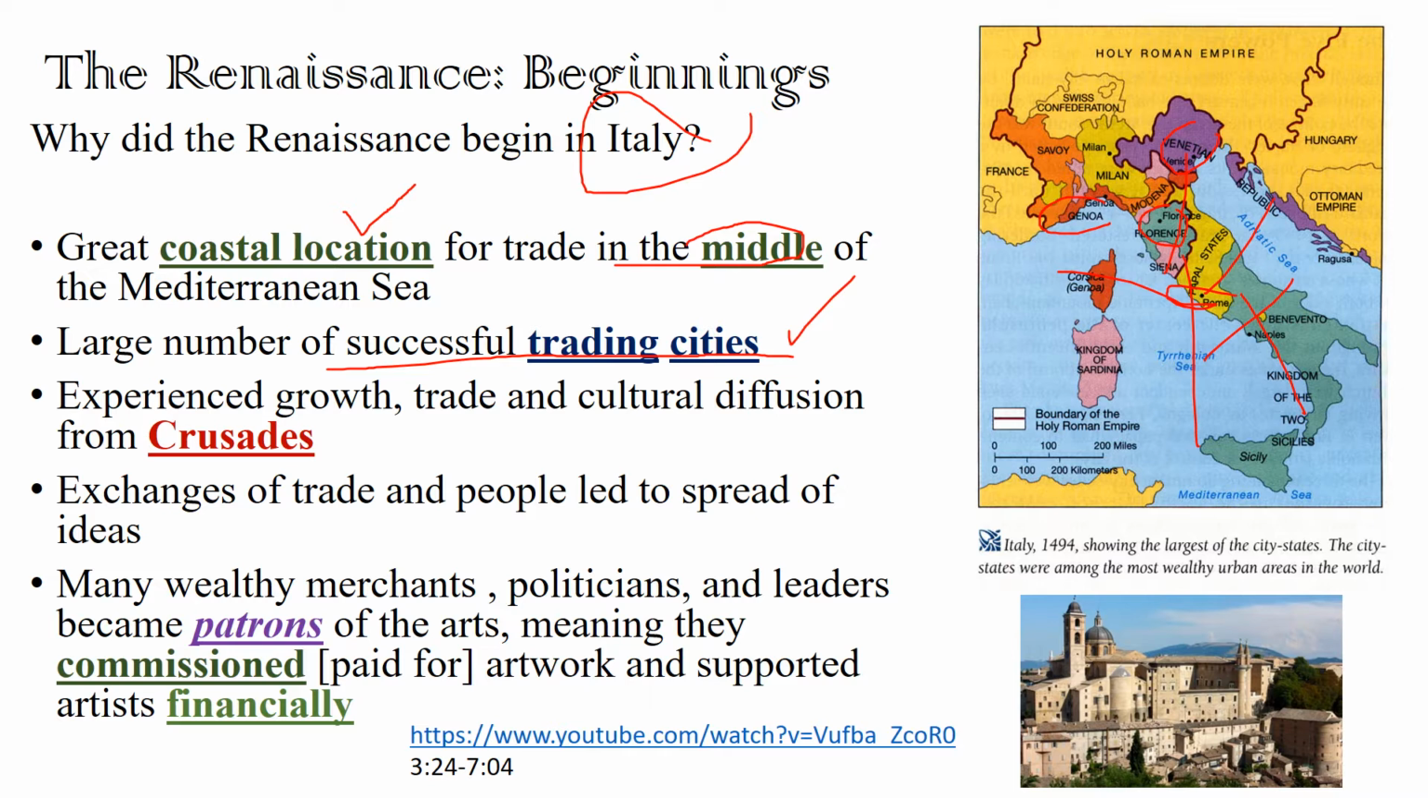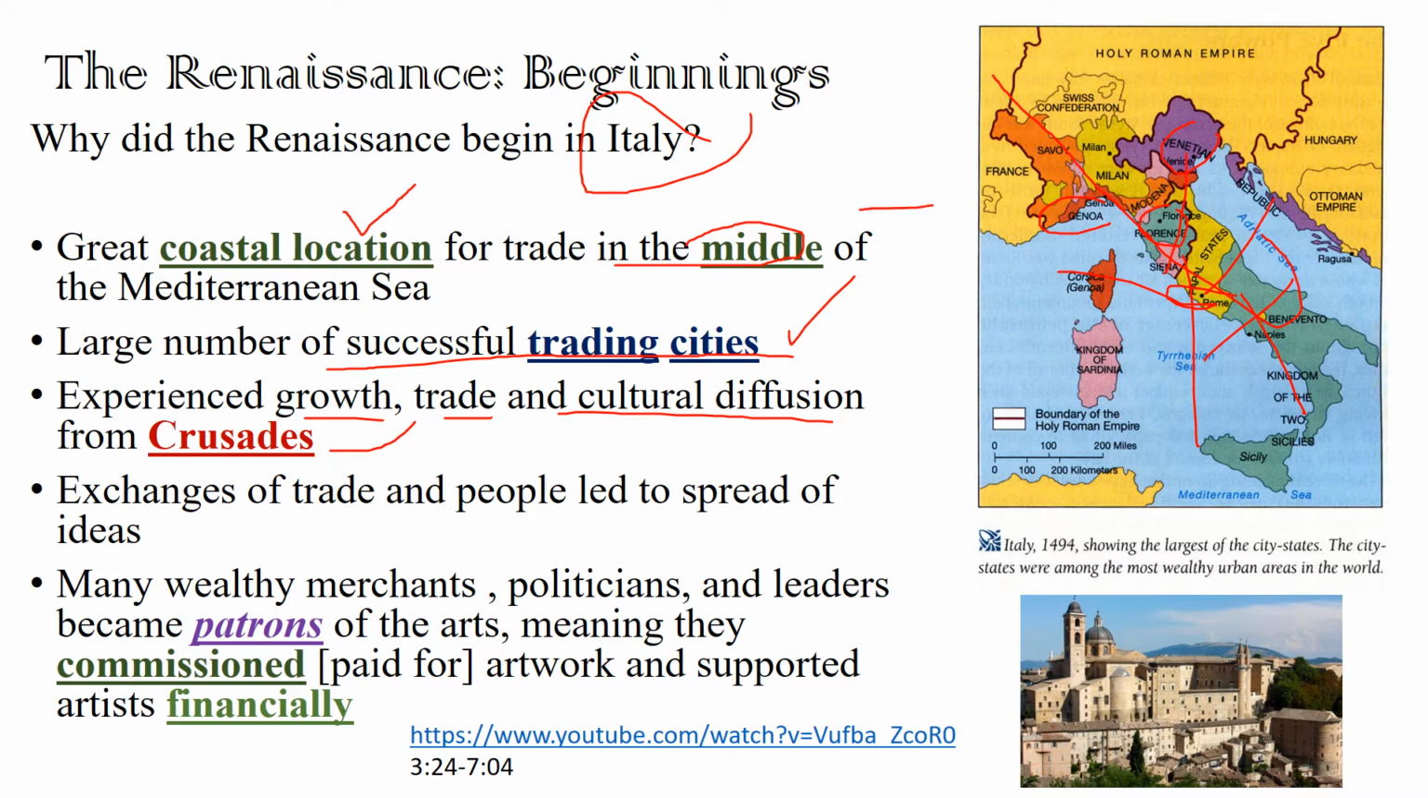Italy was kind of at a locus point of growth, trade, and cultural diffusion from the Crusades, with returning crusaders coming through Italy to their other parts, as well as merchants who expanded outwards from these powerful Italian city-states and brought new ideas, new cultures, or brought back texts on ancient ideas, such as those of the Greeks and the Romans. This exchange of trade and people led to the spread of ideas.